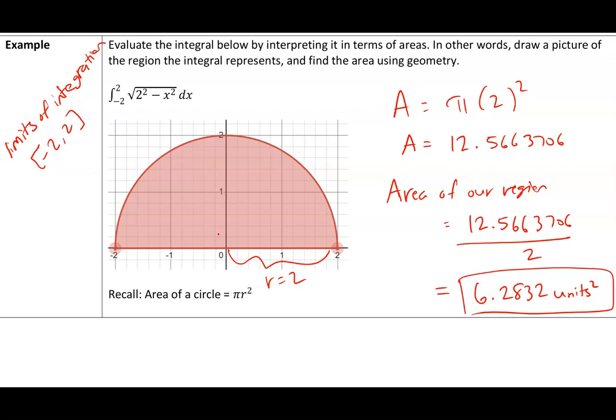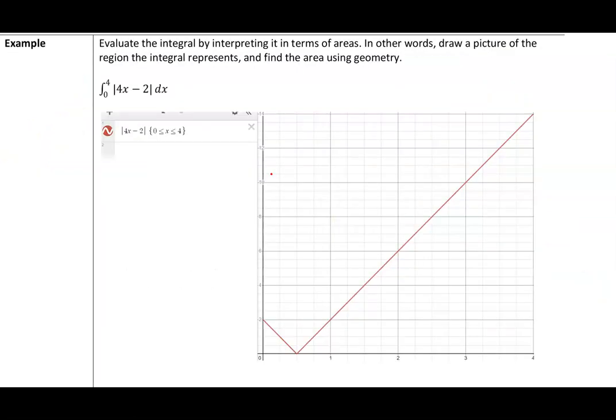So we did a calculus problem just by looking at the area of a circle and dividing it by 2. But what I want you to know is that this integral does represent the area under the curve and above the x-axis. Here's another example.